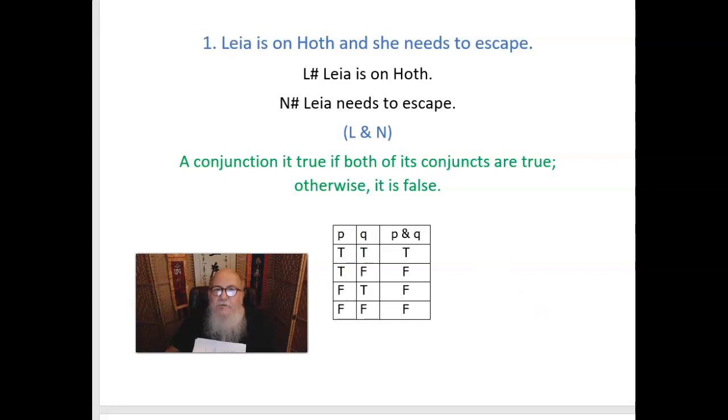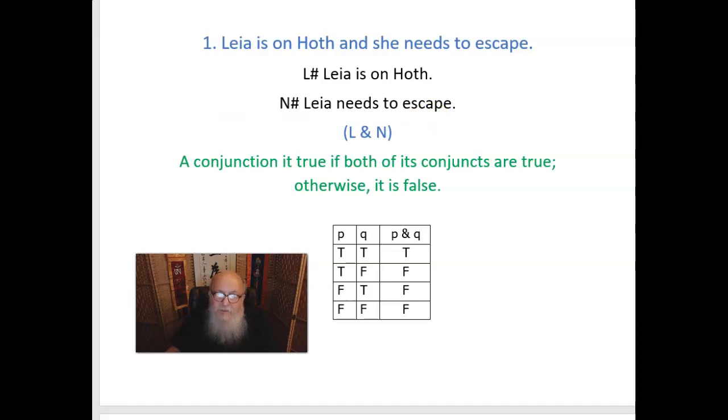So consider our first proposition: Leia is on Hoth, and she needs to escape. Well, logically, that contains 2 components: Leia is on Hoth, and Leia needs to escape. And so we can symbolize that by L and N, using the ampersand to stand for the "and." We're now beginning to get into turning our language entirely into symbols.